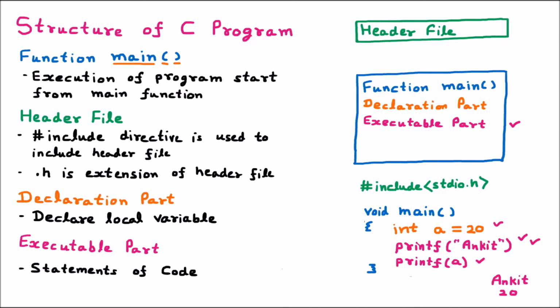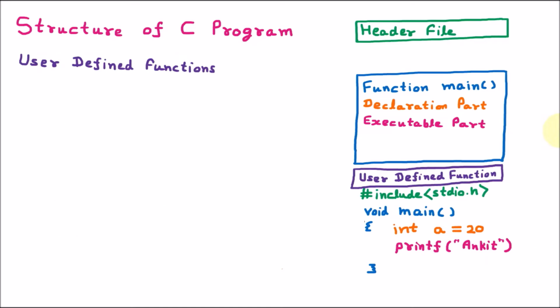The next part in the structure of a C program is user-defined functions. We know that we have the main function, which is the driving function, and it is defined by the system. It is not a user-defined function. But let us suppose that I am the user, or I am the coder.